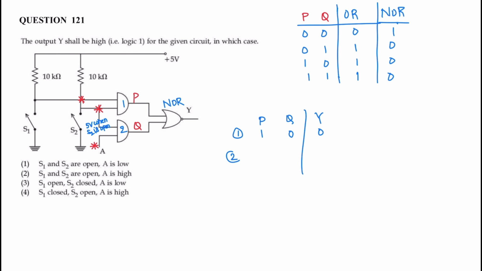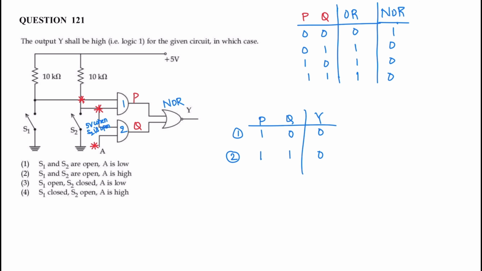For option 2, S1 and S2 are open. So if S1 and S2 are open, P is 1 and Q value is 1. Because A is high, the other output is also high, Q is also 1. Therefore output Y is 0.